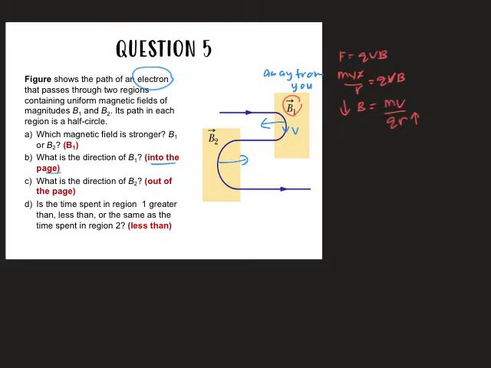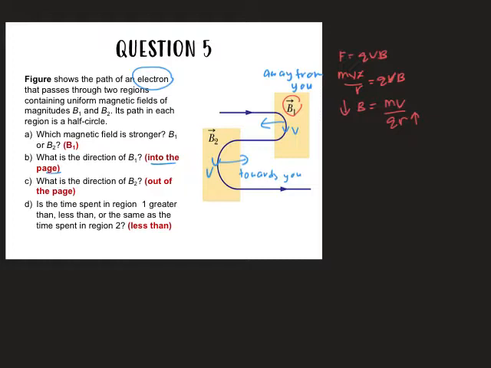And for B2, the same thing. The force is toward the right, but this is an electron moving downward, so the direction of the velocity for your hand is going to be upward. So your direction of magnetic field is going to be towards you, or you can say out of the page. So question D: is the time span in region 1 greater than, less than, or the same as the time span in region 2?